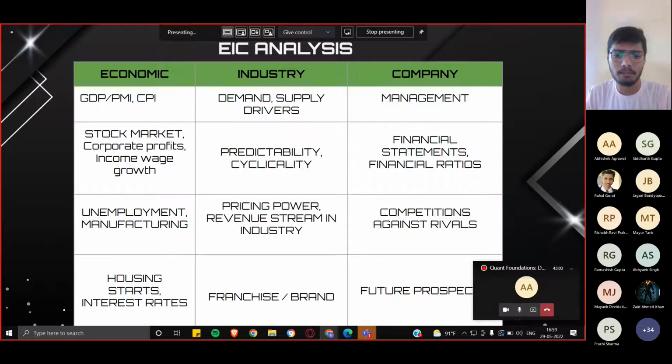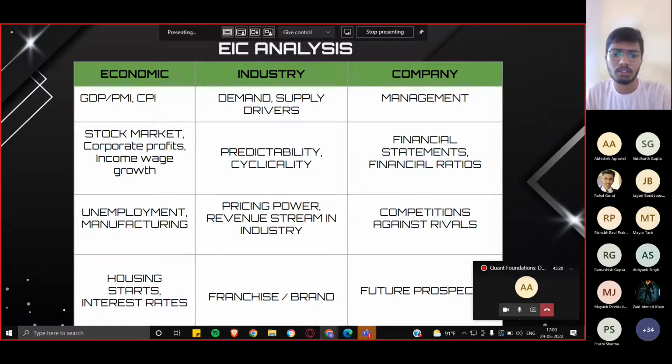Then pricing power. Pricing power is basically the fluctuation in prices in times of inflation or a slowdown. That's what pricing power is. If it's fluctuating too much, then its pricing power is high. The automotive industry has low pricing power. It does not get affected that much.